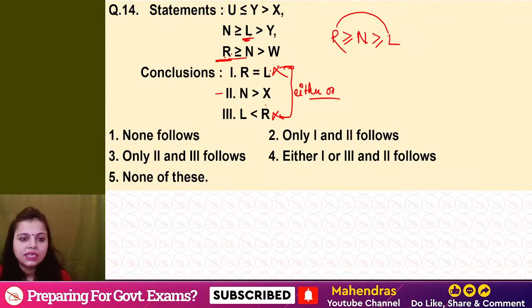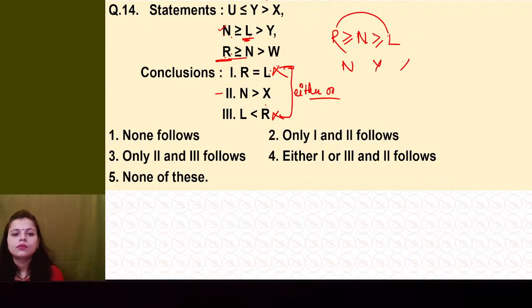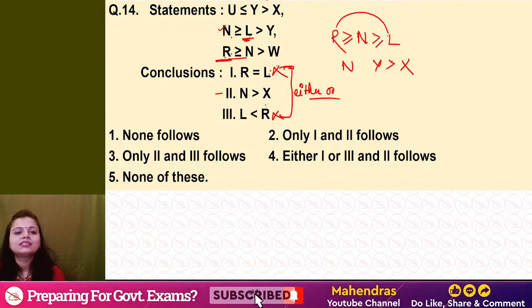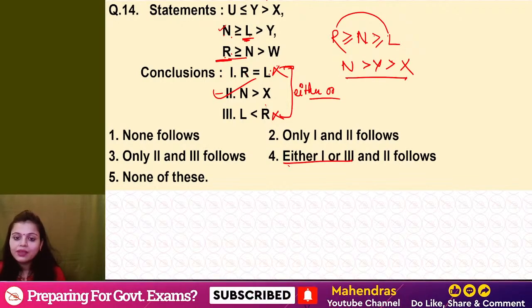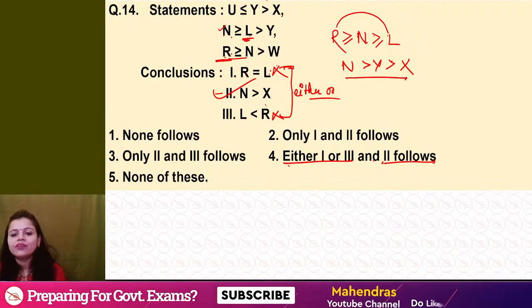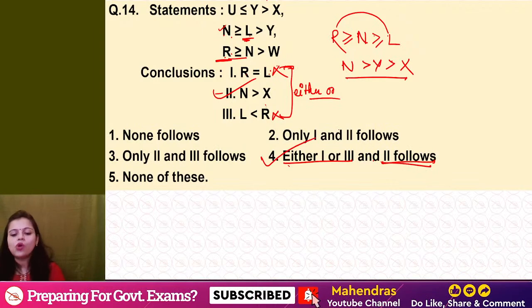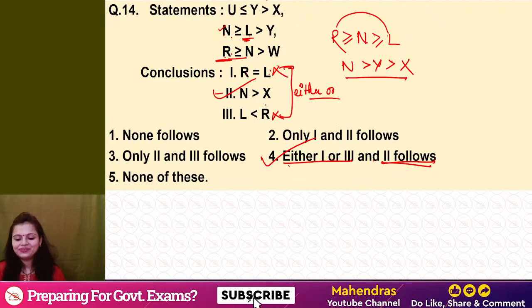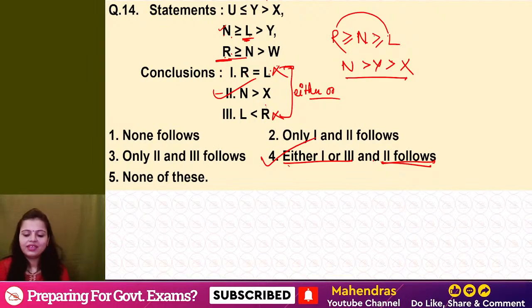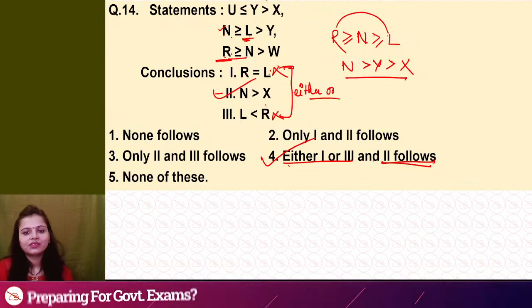N and X. N is present in the second and X in the first. So Y is common. So Y is greater than X. N is greater than Y. So N is greater than X. Yes, second one is right. So your answer will be either 1 or 3 and 2 follows. Means either or between 1 and 3 and second one is right. So your answer will be option number 4. Yes, not 3, it's 4. Okay. Yeah, its answer is option 4.